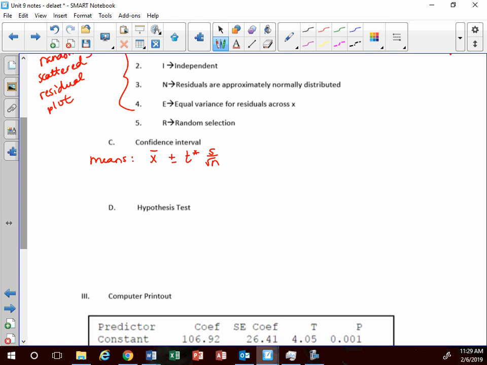For slope, it's that same idea. Instead of x bar, what do you think I'm going to use? Yep, b sub 1 plus or minus. It is still a t value, so it's still a t crit. And then you're going to use standard error here, which I'll show you where that comes from. Degrees of freedom is always n minus 2.